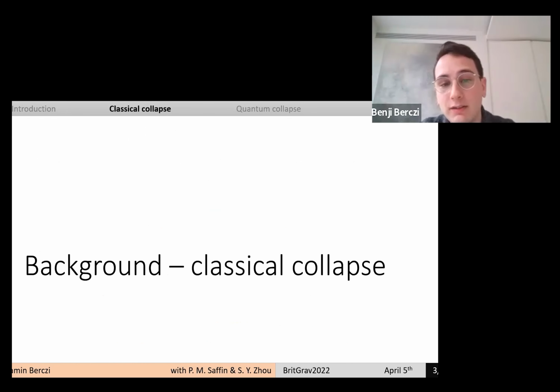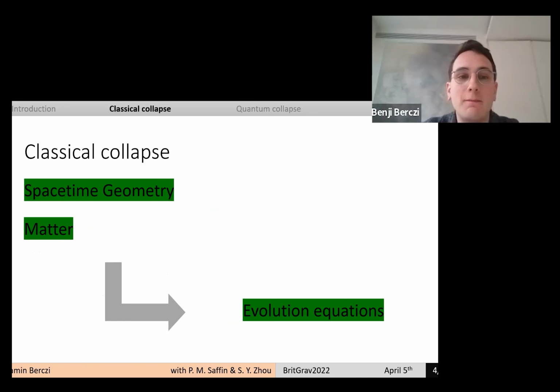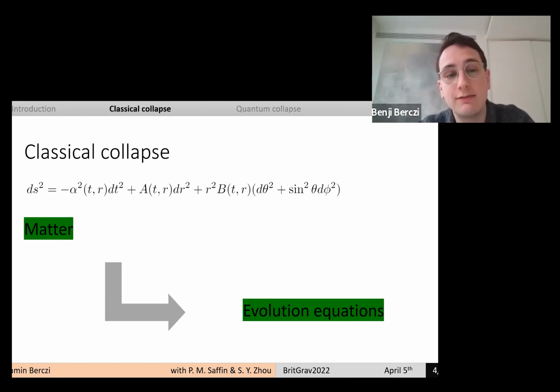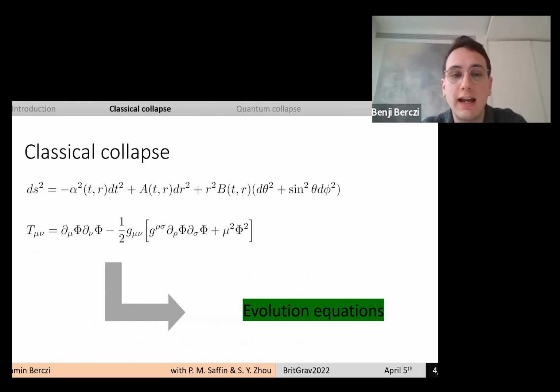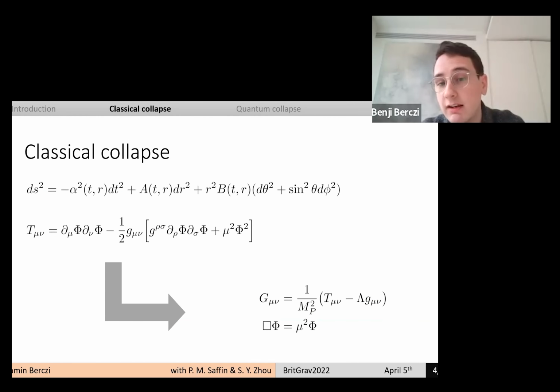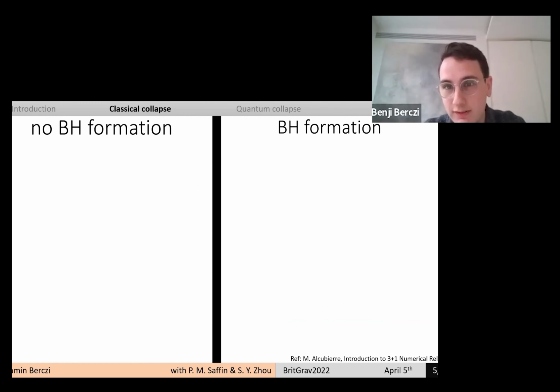So just a little bit of background of classical collapse. In classical collapse, we have a specific space-time geometry and some matter, and we can derive the evolution equations and simulate the dynamics. In our case, we just have a generic spherical metric and a massless scalar field, just because it's the simplest thing we can think of. And we can derive the evolution equations easily and simulate what happens. Qualitatively, two things can happen. Either a black hole forms or it doesn't.